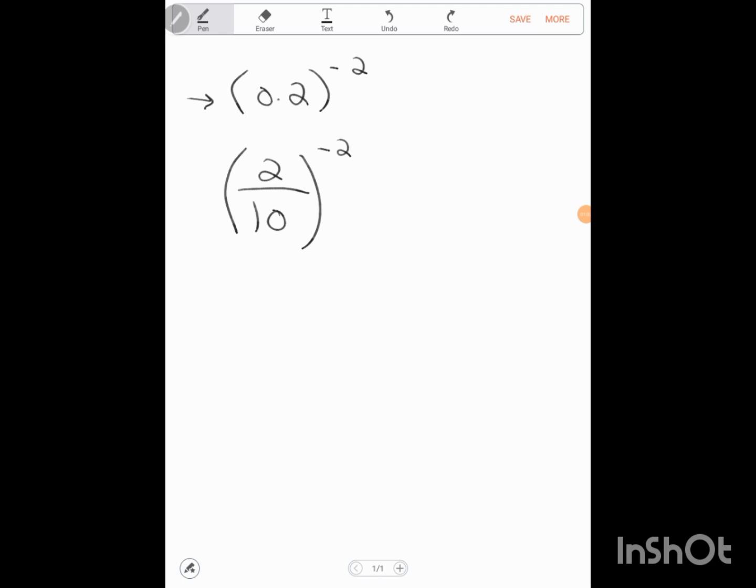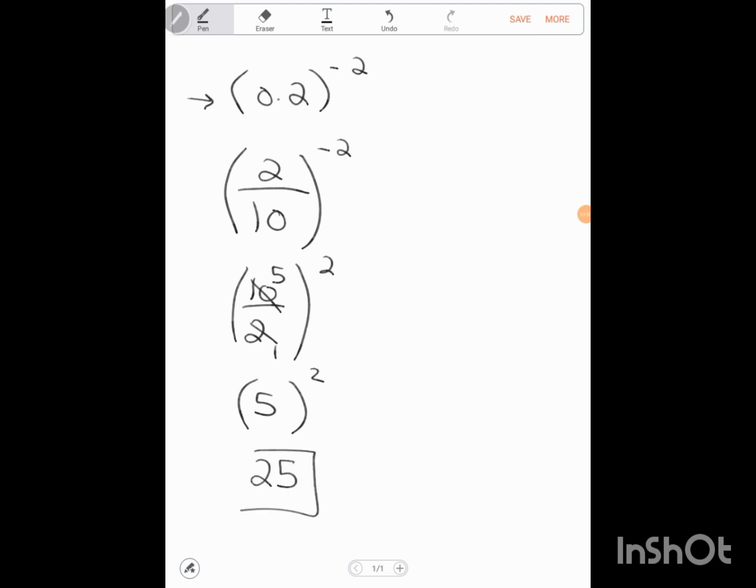Now as we have already studied, you can remove this negative power by reciprocating this entire fraction. So 10 will go in the numerator and 2 will come in the denominator. So automatically your power will get positive. You can further see that if there is a possibility to simplify, you will simplify. So it's 5 square. So 5 square is 25. So your final answer for this question is 25.